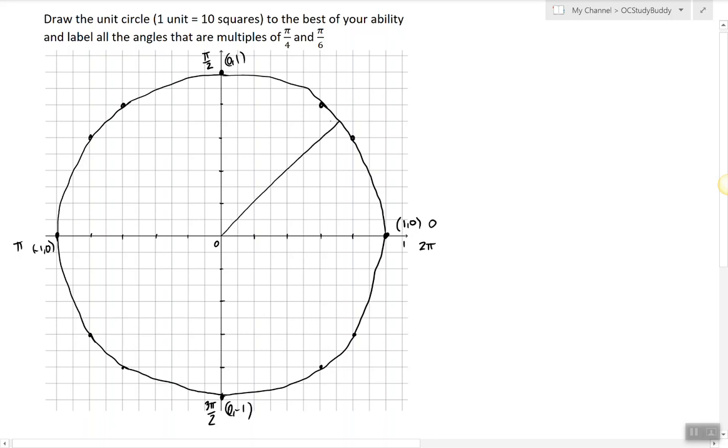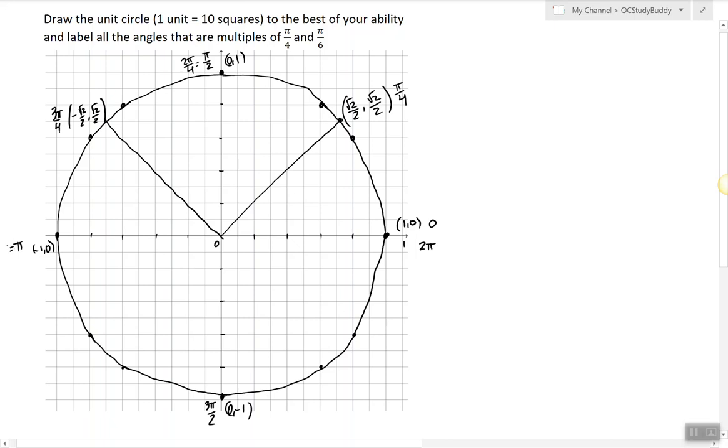So this is pi over 4, and the coordinates of the point for pi over 4 angle on the unit circle are square root of 2 over 2, square root of 2 over 2. And the next multiple of pi over 4 is 2 pi over 4, which is pi over 2. Next one will be 3 pi over 4. The coordinates for 3 pi over 4 are -√2 over 2, √2 over 2.